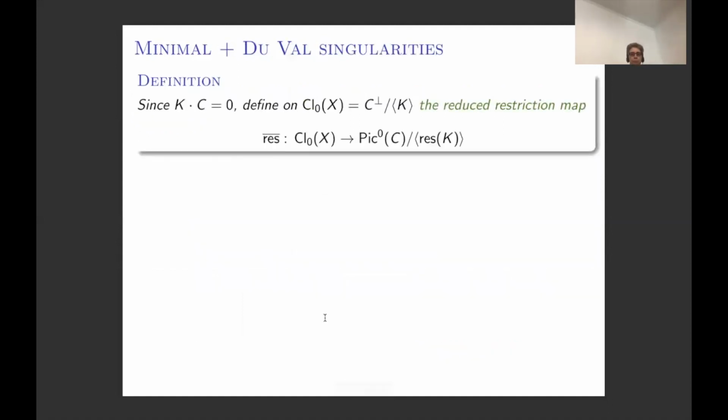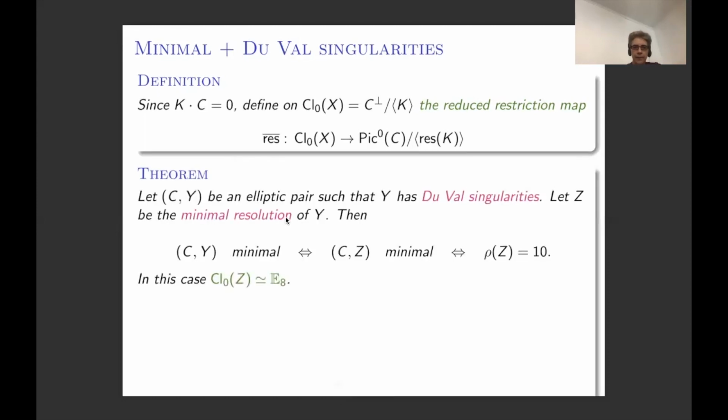So we'll also consider what we call a reduced restriction map. Remember, the restriction map was the map going from C perp into Pic 0 of C. We take a divisor, we restrict to C. Now there is an induced map on C perp modulo the subgroup generated by K, because K times C is equal to 0.